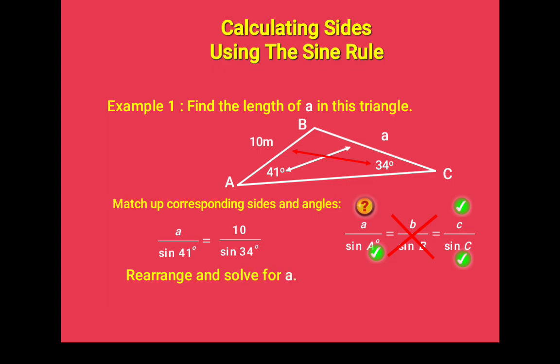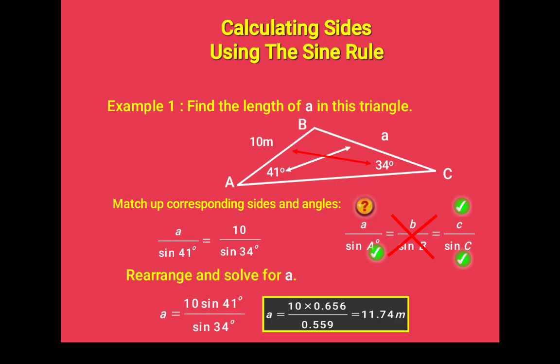So solving for A, we shall get A equals 10 sine 41 divided by sine 34. So filling in the values shall give us A equal to 11.74. Please go through this a number of times with your calculator and convince yourself that indeed A is equal to 11.74.